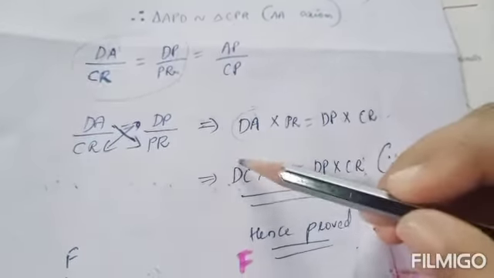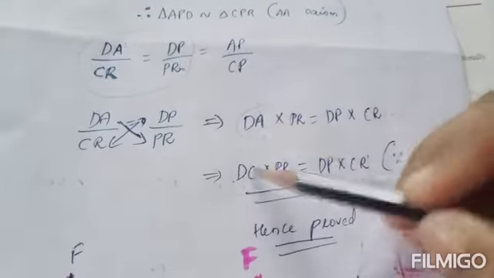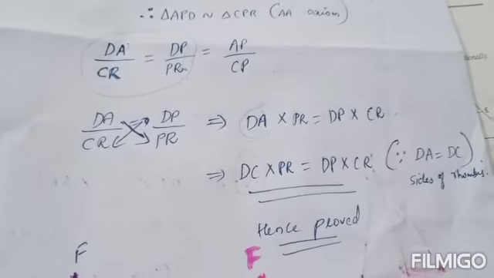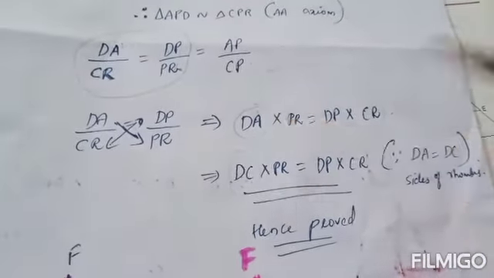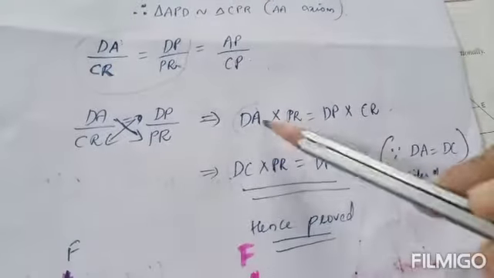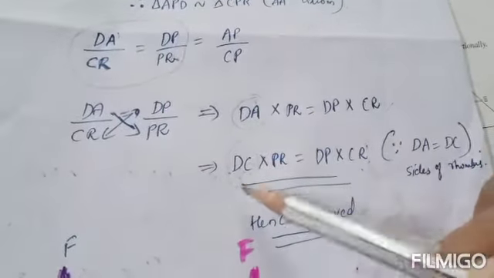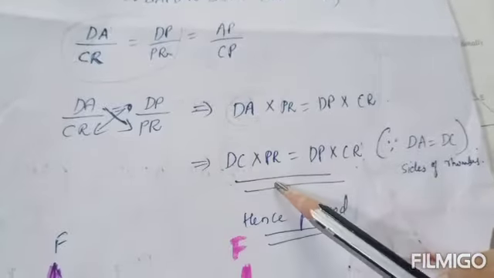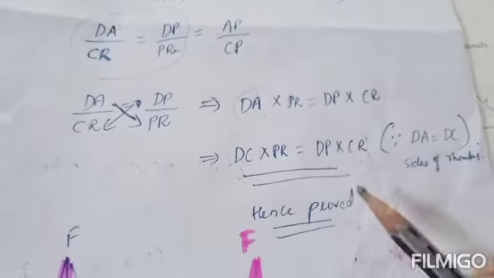Why do you substitute this? Because these two are sides of a rhombus, so they are equal. So DA equals DC. So you can substitute DC in place of DA. DC into PR equals DP into CR, you got, hence proved.